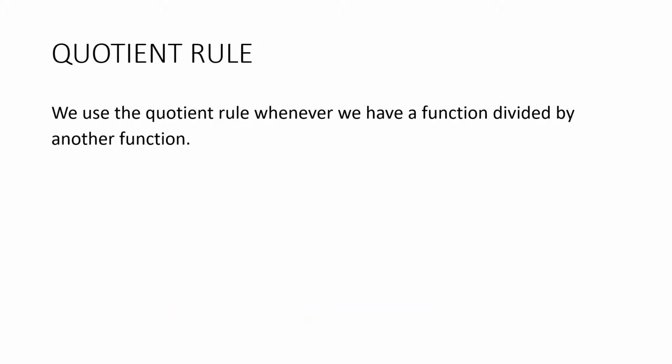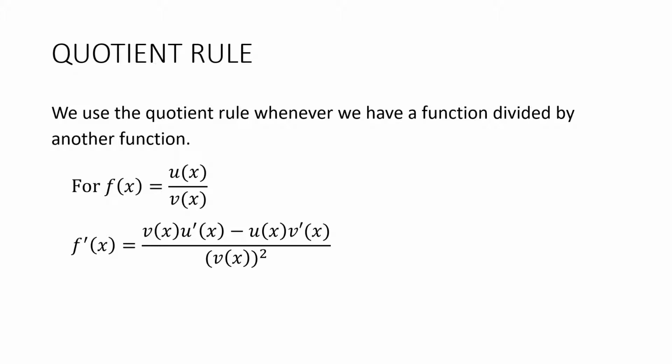Okay, the third of our rules is called the quotient rule, and we use the quotient rule whenever we have a function divided by another function. So here's the rule. So if f of x is some function divided by another function, then the derivative will be v multiplied by du dx minus u multiplied by dv dx, all divided by the denominator squared.